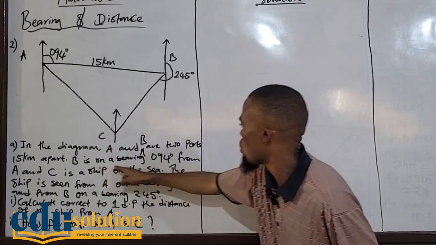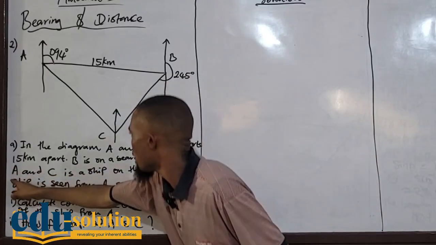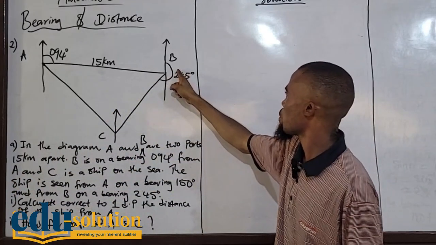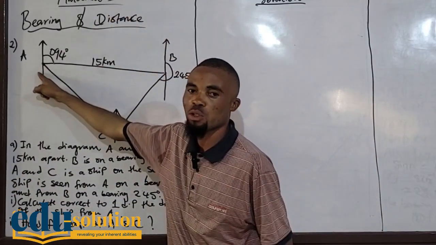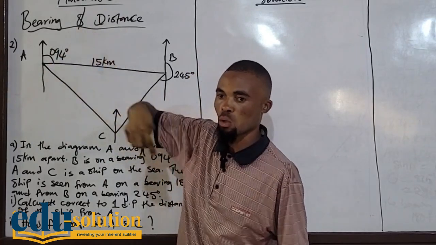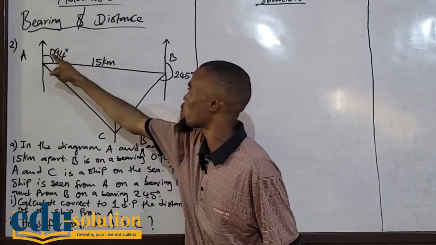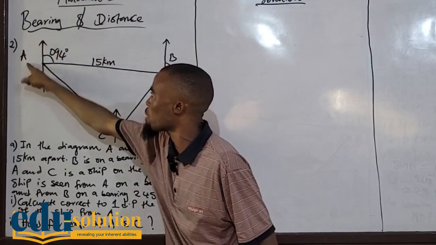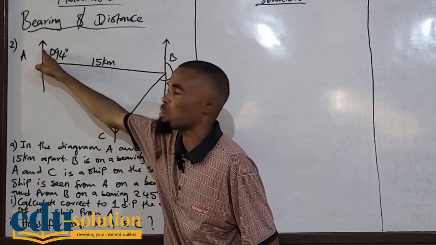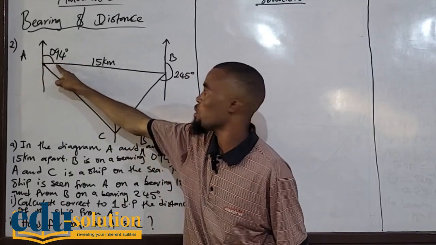B is on a bearing of 094 degrees from A. Remember what I said in that previous video: you must always go back to the source when they use the word from. So B is on a bearing of 094 degrees from A. We come back to A, and you must always start from the north. So from here to this place is 094 degrees.